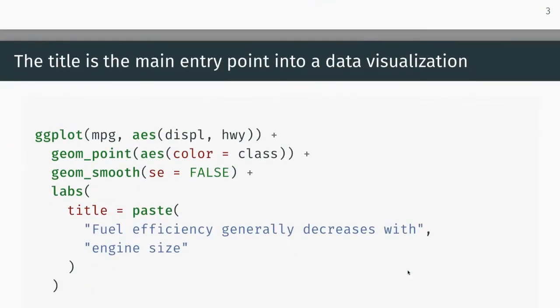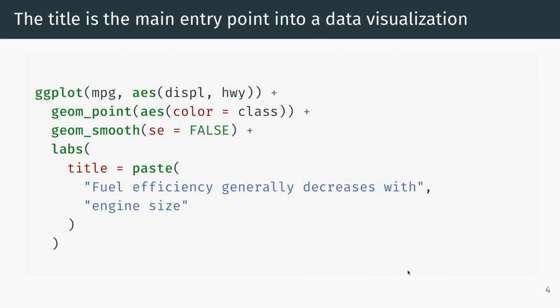And the first label to talk about is the title. The title is the main entry point into a data visualization. So we've been doing things like this. So here's a visualization of miles per gallon. We're looking at engine displacement and highway mileage on the axes and dividing the display up by class. That is like compact, subcompact, SUV, that kind of class, and showing those in color. And we're also putting a smoothing line on it. You'll see this on the next slide.